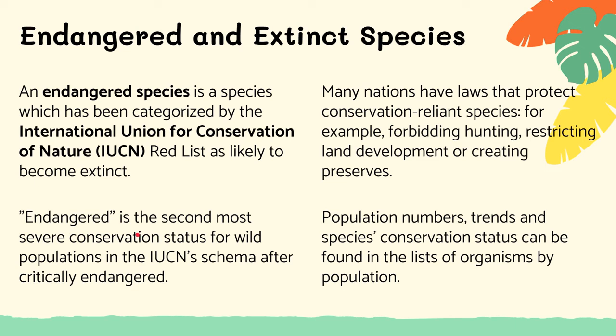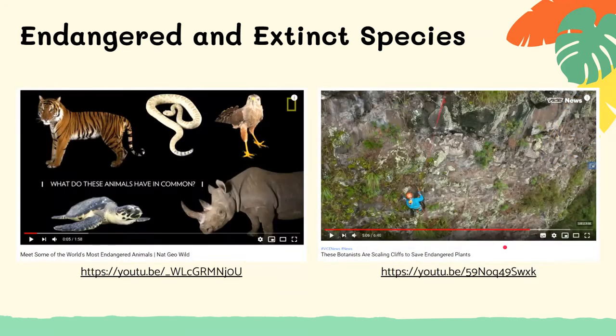For sure you've heard about endangered species and extinct species. Many nations have laws that protect conservation-reliant species. For example, forbidding hunting, restricting land development, or creating preserves or sanctuaries for those organisms. Population numbers, trends, and species conservation status can be found in the list of organisms by population.